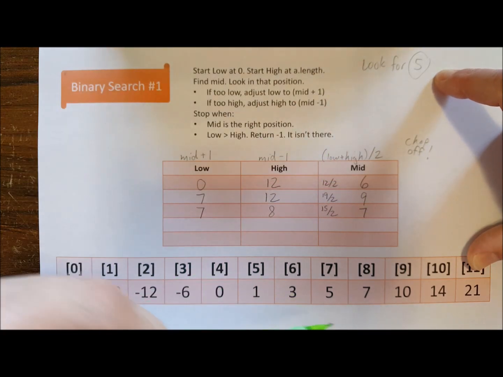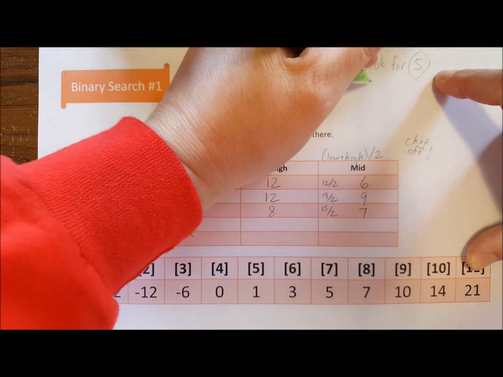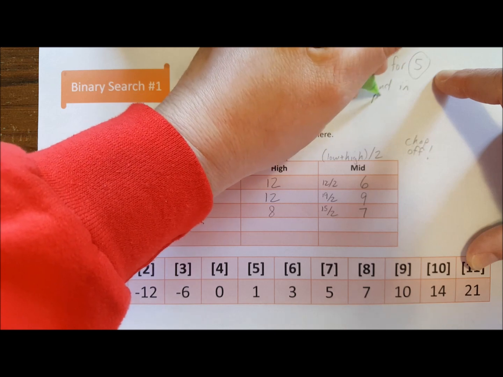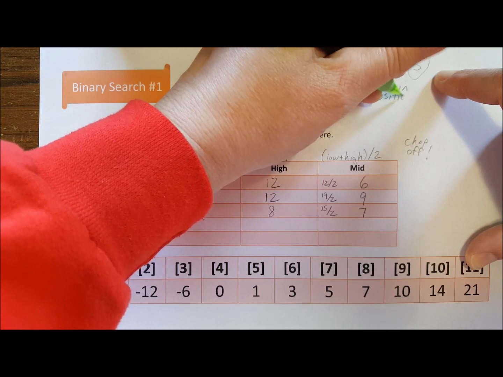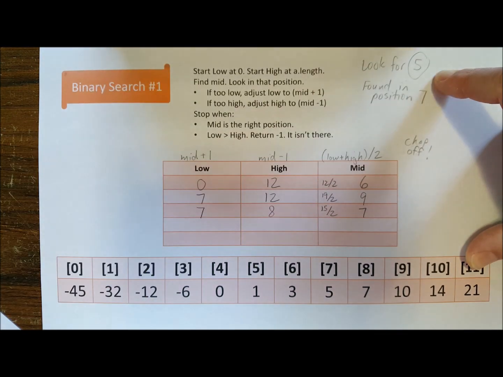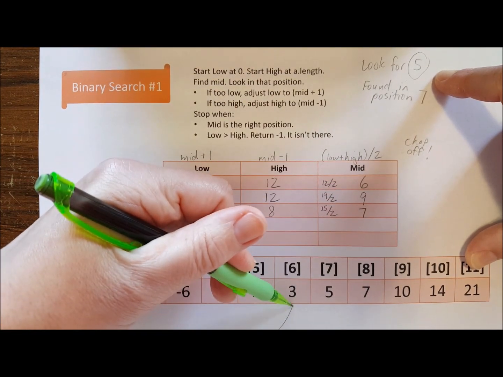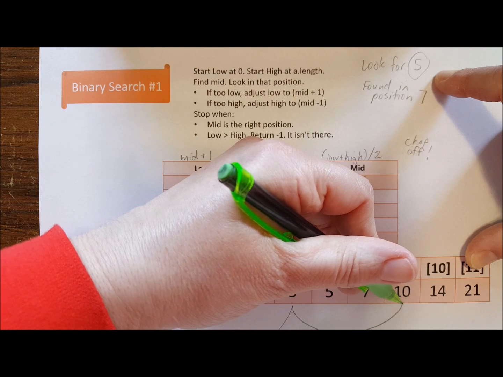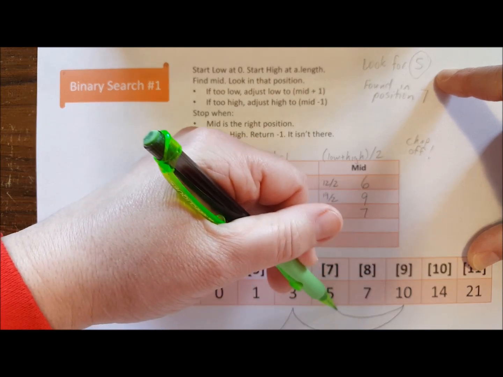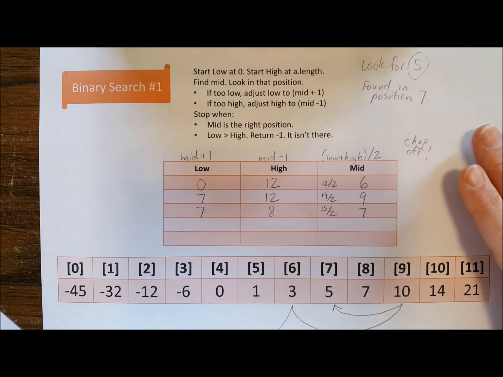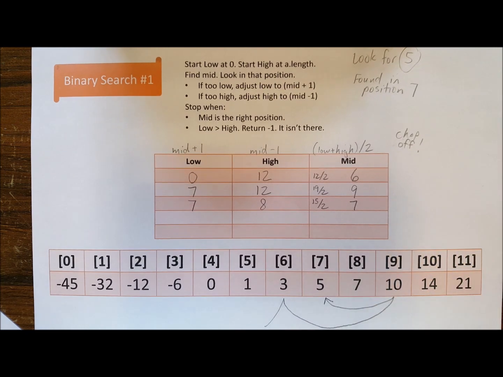All right, so now we're going to go look in spot 7. That's what we wanted, so we have found it. So now it would say that we found it in position 7. And the way it gets traced on the screen is you show where the mids are. So we start in position 6, then we looked over in position 9, and then we looked over in position 7. And there it was. There we go. Here, I'll move it up so you can see it. Okay.